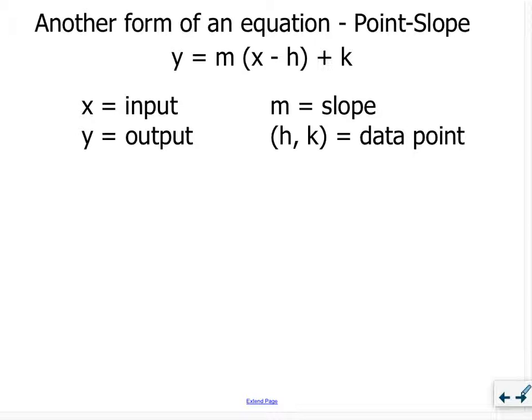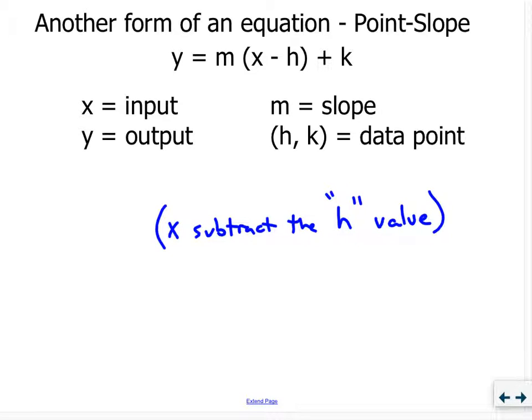Take a minute and copy down that information. And what I want to point out to you in here as well is that in parentheses, it's really x subtract what we're going to call the h value. You'll see that in a minute. We'll get to a problem where we have to really worry about what that h value is going to be.